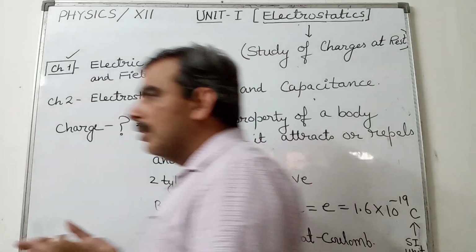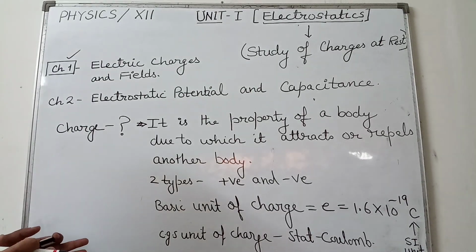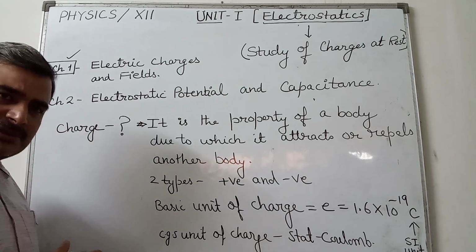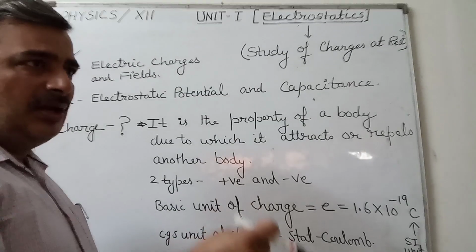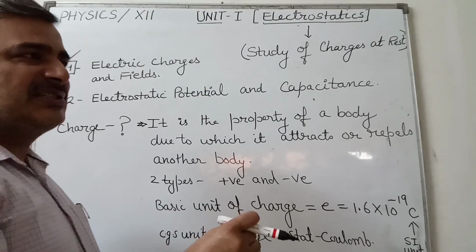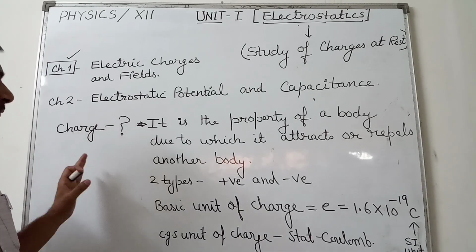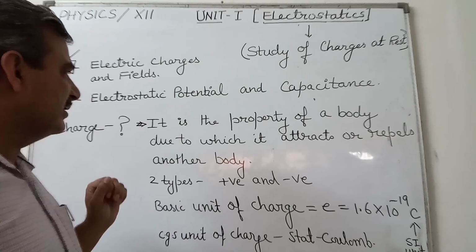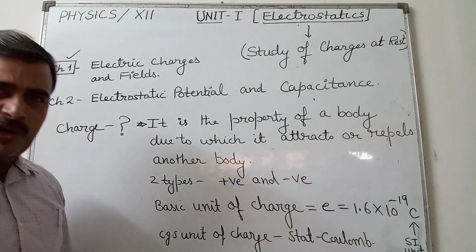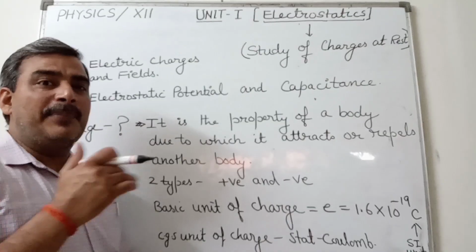So the body which is negatively charged has excess of electrons, while the body which is positively charged has lack of electrons, or you may say excess of protons. So basically the first thing you should know is what this charge is. It is simply the property of a body due to which it has a tendency to attract or repel another body.